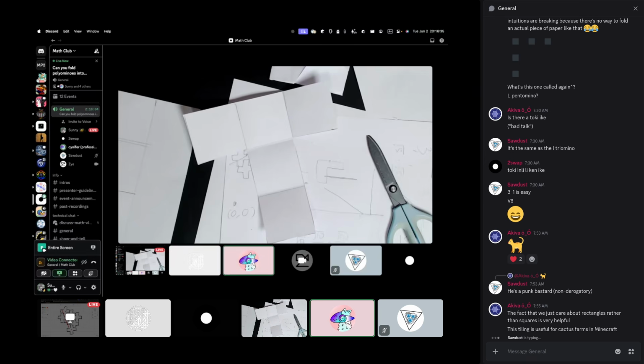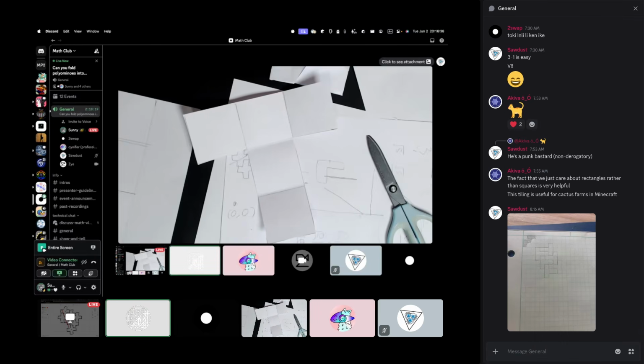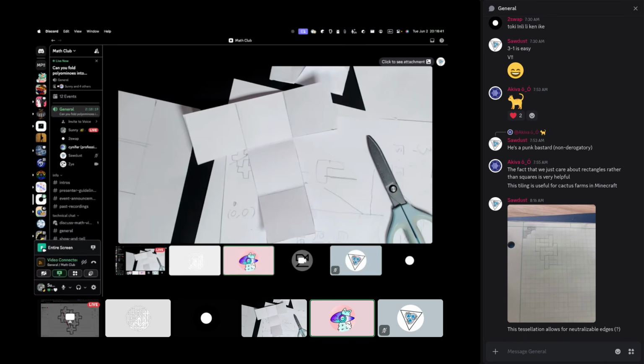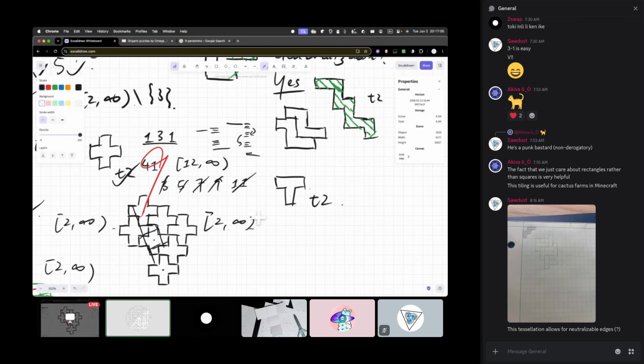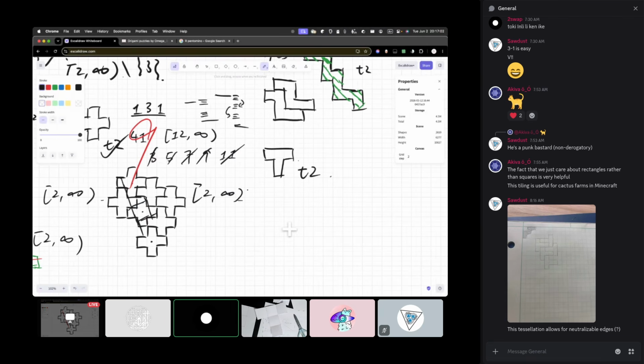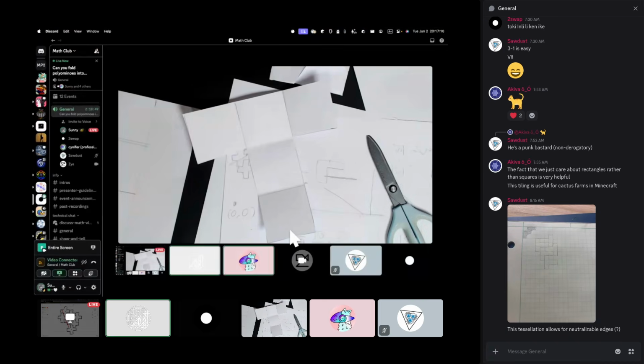Hold up, I need a drawing thing. Everyone needs a drawing thing nowadays. Yep, this is the tessellation that is useful. And you can neutralize these edges. I will draw the solution. Unless, does anyone want to think about it more? I've drawn like 4 different paths through this thing, and I haven't found one that works yet. You want to continue trying? Nah, it's okay.